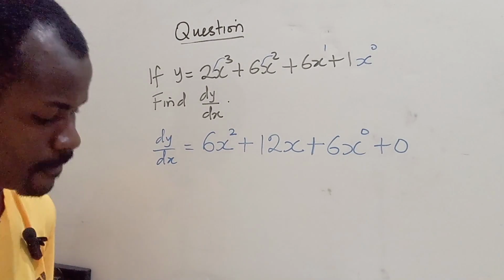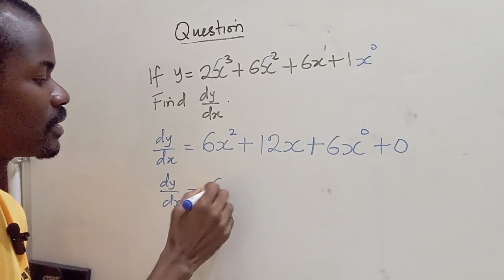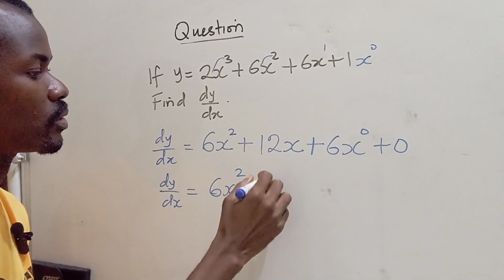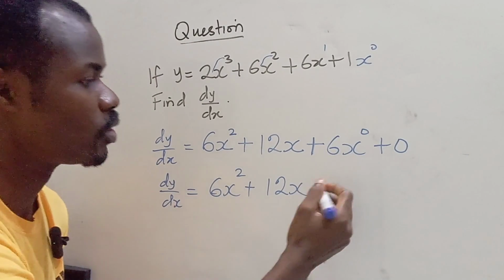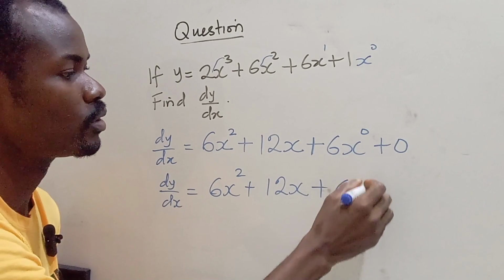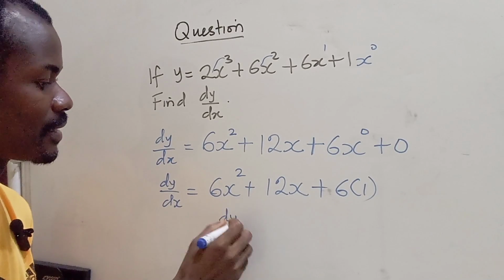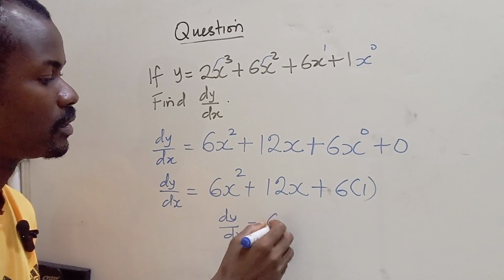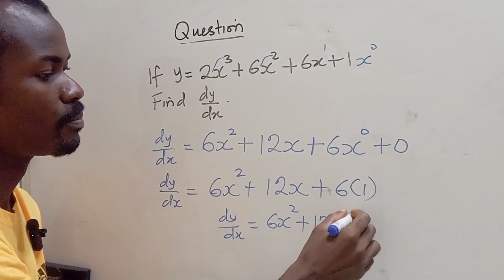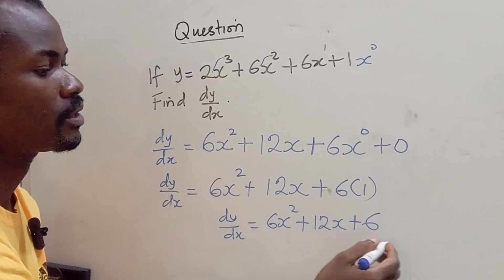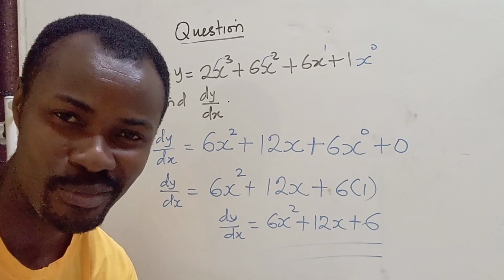So let's simplify it further. Our dy over dx is going to be 6x squared plus 12x. Now, x raised to the power of 0 means 1, so this is plus 6 times 1. This is 0, so we have this expression. Our final answer to this problem is going to be 6x squared plus 12x plus 6 times 1, which is 6. So this gives us the solution to this simple problem.